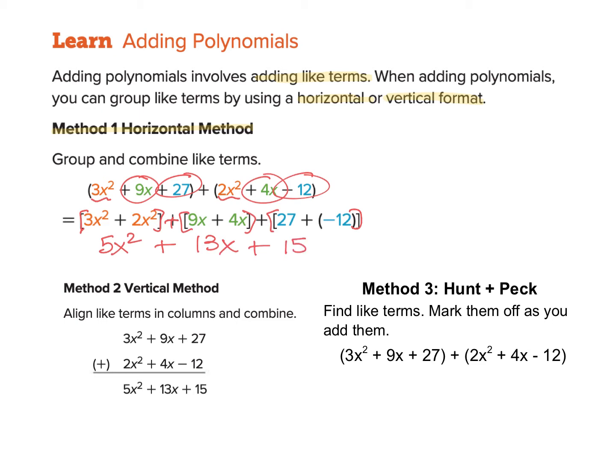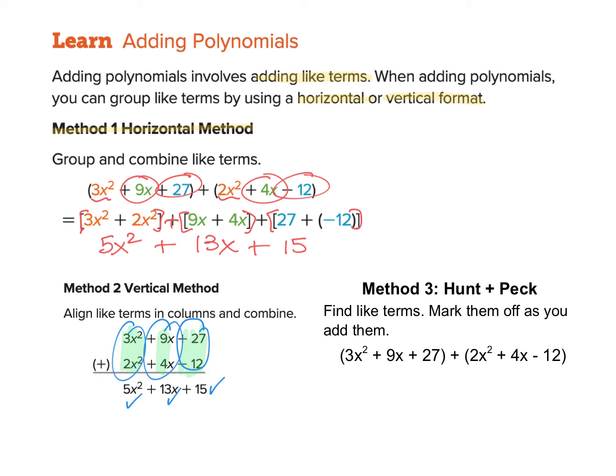Okay, vertical method. That's where you line it up. I think I use this one a little bit, but again, your choice. So basically you line up like terms in the columns, and then you can combine. So I put the x squareds lined up, the x's lined up, the normal numbers lined up, and then I just added them. So like 27 and negative 12, that's 15. There's my 13x, there's my 5x squared.